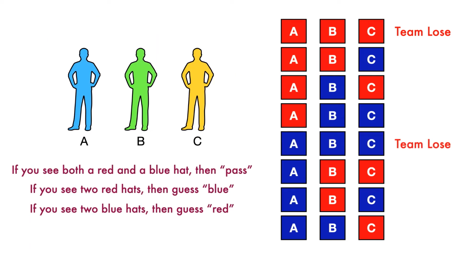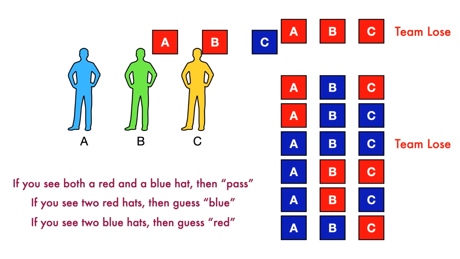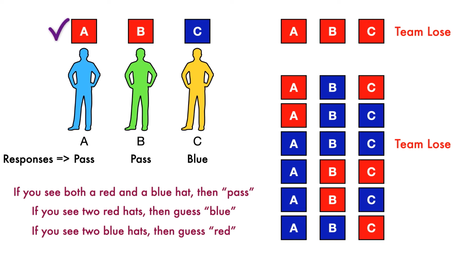So now let's consider the second combination. Here player A sees one red and one blue hat, hence the player replies, I pass. Player B again sees one red and one blue hat, hence the player replies, I pass. Player C sees two red hats, then the player thinks he will be wearing the minority color, which will be the opposite color of what the player sees. Here in this case, it is blue color, and it matches and the team wins.